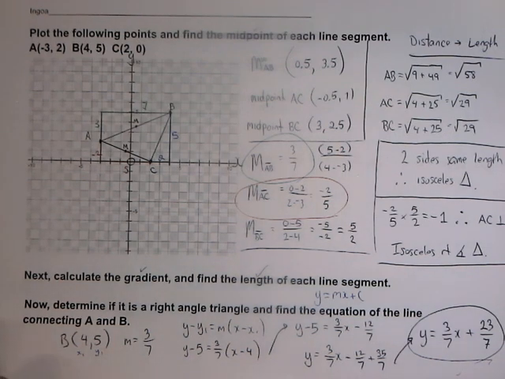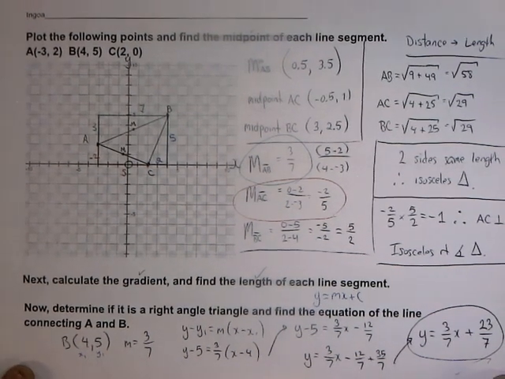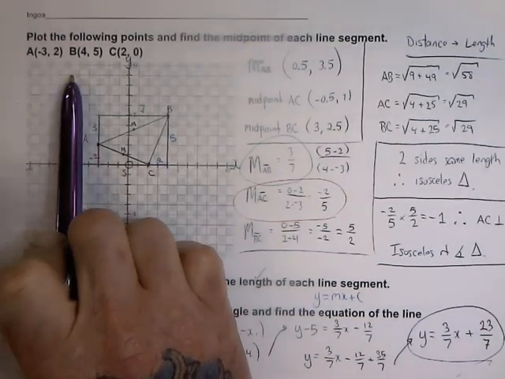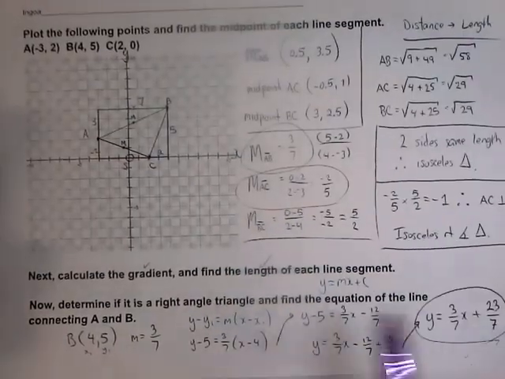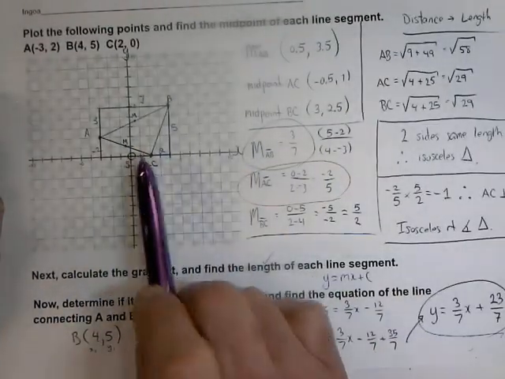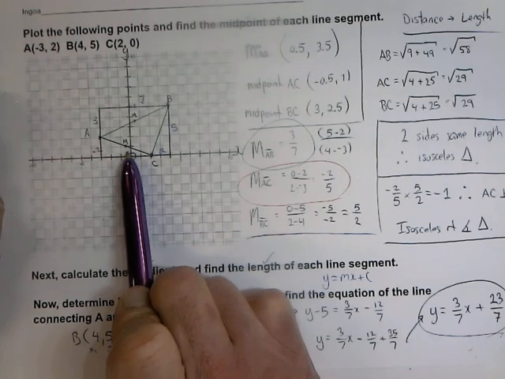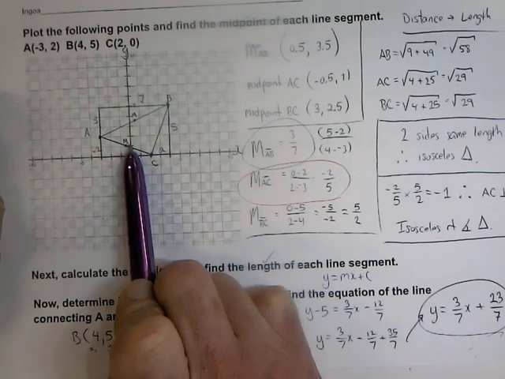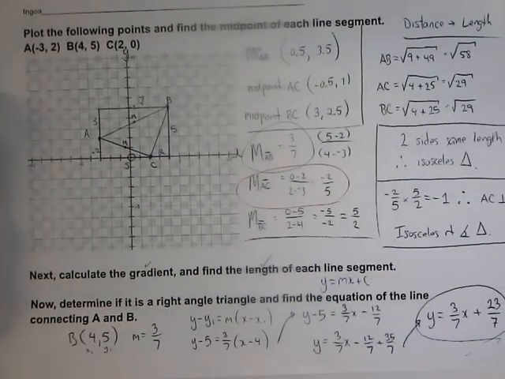Kia ora koutou. In this video lesson, we are going to be going over a triangle task involving points A, B, and C. So first off, we plot A, B, and C in the plane. Always a good idea to put a little zero around the origin where the x-axis and the y-axis meet.